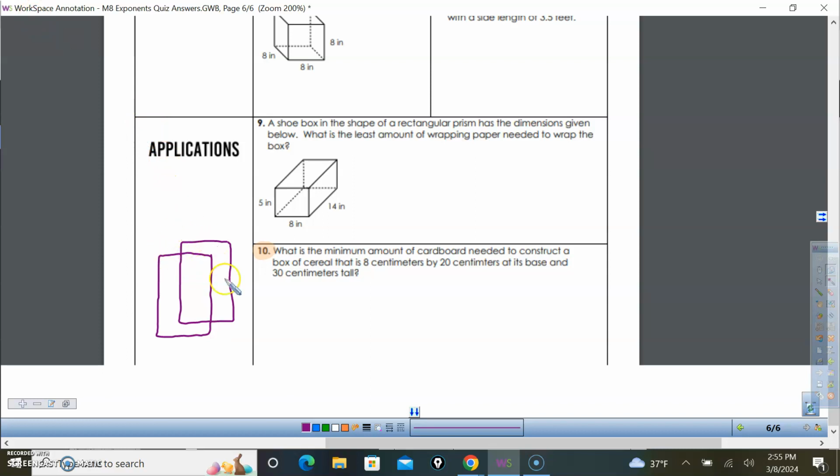And then what you do to make this 3D is I'm going to connect the upper left-hand corner with the upper left-hand corner. I'm going to connect the upper right-hand corner with the upper right-hand corner. Lower left and lower left, lower right and lower right. And it just created a 3D looking cereal box.